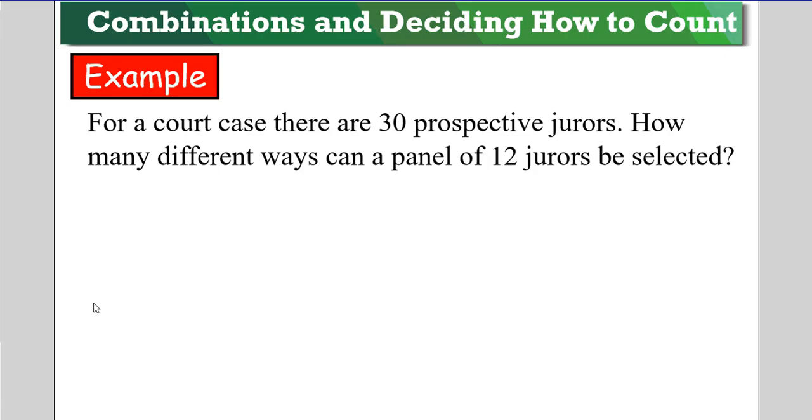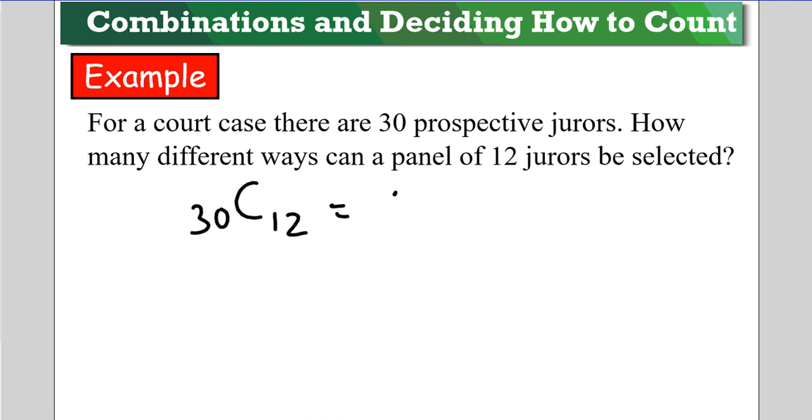Second example, let's say for a court case, so when a trial is going to be happening, people are going to go into the jury pool. Let's say that there's 30 prospective jurors. How many different ways can the panel of 12 jurors be selected? Well, just being selected is important. That's why this is a combination. Order is not going to be important. So I'm just going to use the calculator's formula from now going forward since I know what it does. It would be 30 choose 12.